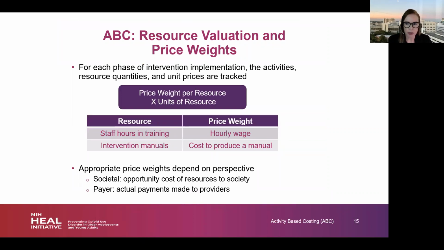This slide describes the process of calculating costs with examples of what we mean by different types of resources and price weights. So for example, an important resource is staff time, or in this case, staff hours, for example, in training. And this would obviously be compensated through wages. So we track hours of staff time and apply an hourly wage that's appropriate for the position. This may vary, of course, depending on the analysis perspective.